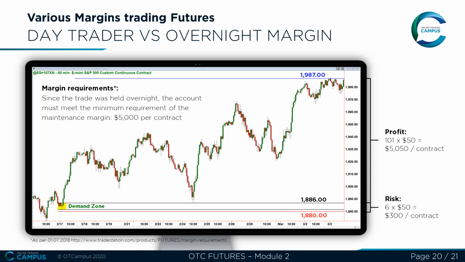So let's assume you had enough money in your account and you would have kept this trade overnight, maybe for a couple of days, and took profits at 1,987 points. Then your profit would have resulted in 101 points times $50 point value equals $5,050 profits per contract.